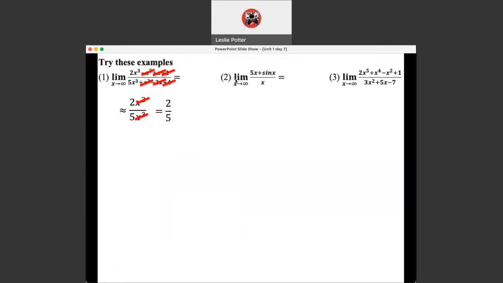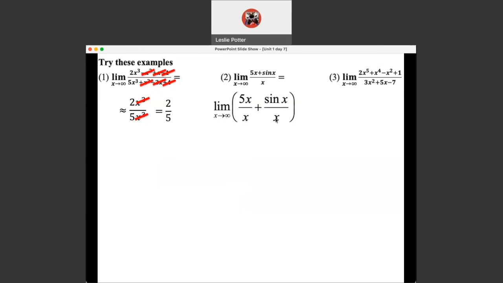The second example is we're still approaching infinity, and we have this rational expression of 5x plus sine x over x. Now we know that when we have a binomial on the top and a single term on the bottom, we can actually split that into two fractions. And that's really important because this rational expression we can simplify. We know the limit of sine of x over x as x approaches infinity.